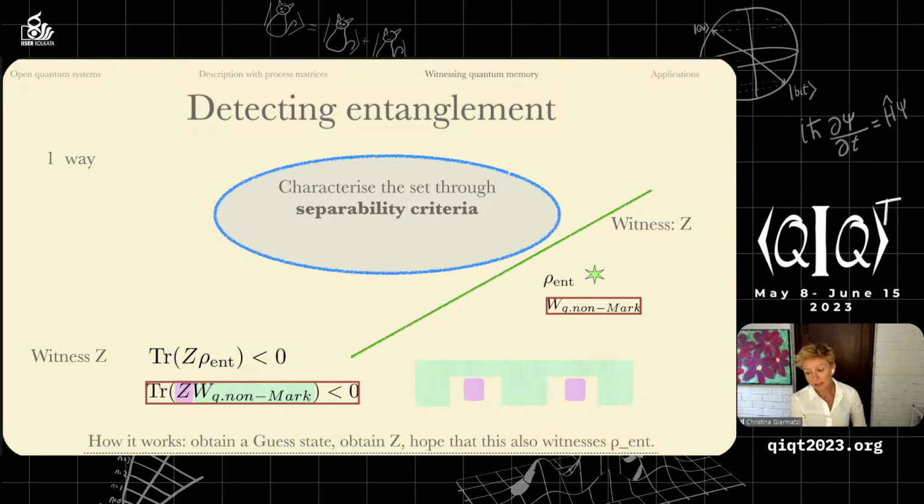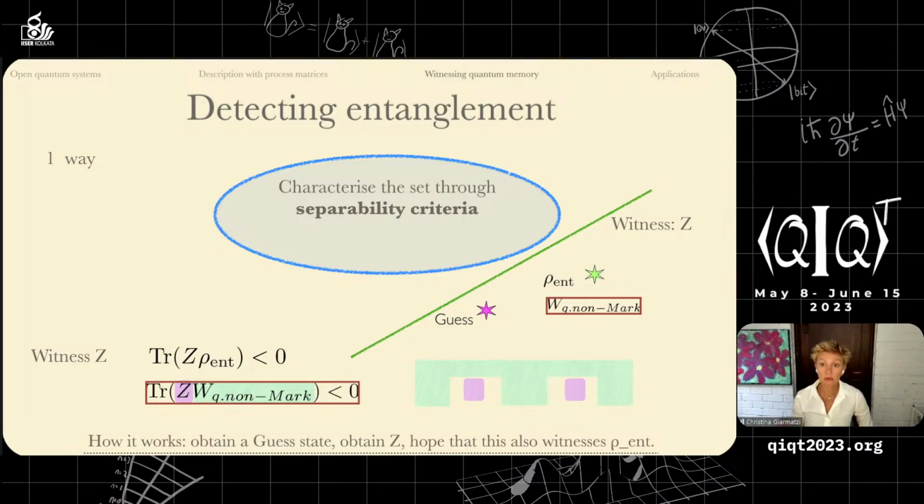A little bit more in detail on how it works. The same with detecting entanglement is you guess, because you don't know the state. That's the point. If you knew the state, you would know if it was entangled. If you knew the process matrix, you would have known if it has quantum memory. So you don't want to do that. You don't want to do tomography.